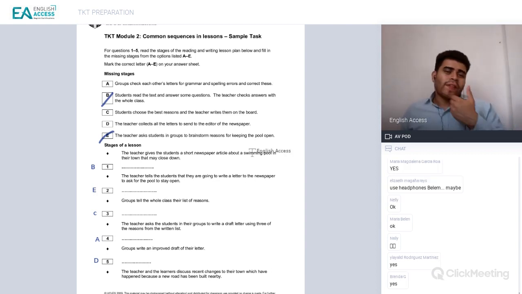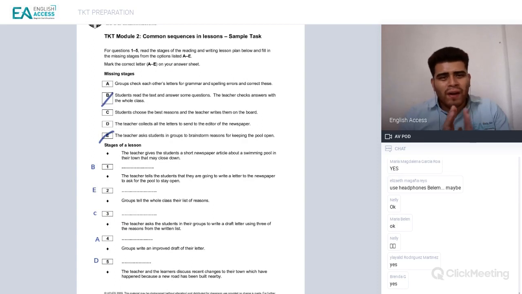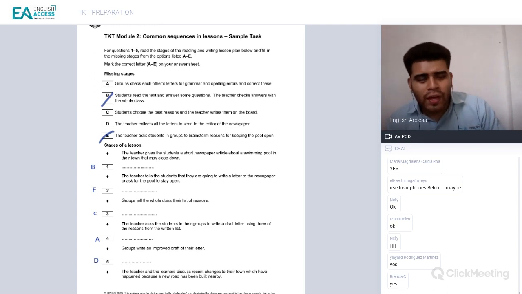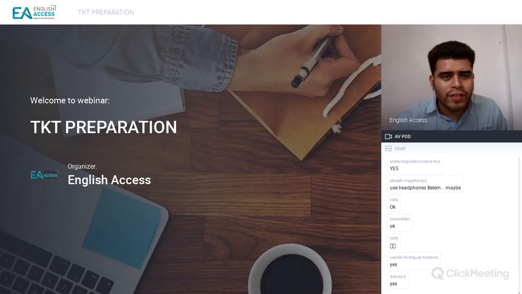All right, good. Well, that is number 1. Common sequences and lessons. Remember, this one was the PPP, the language. And this one was about the reading and writing, the skills. Okay? So that is the first thing we did. Common sequences and lessons. All right, I'm going to close it now. Let's move on to the next one. We're doing good.